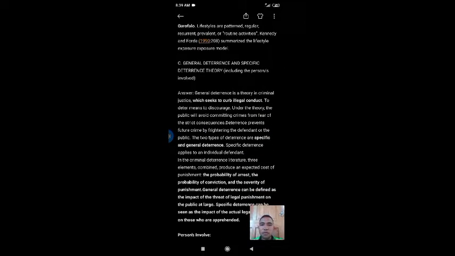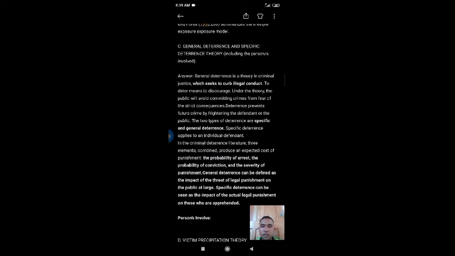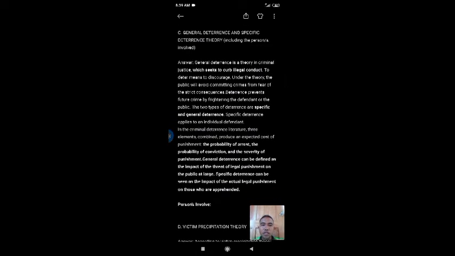General deterrence and specific deterrence theory. General deterrence is a theory in criminal justice which seeks to curb illegal conduct; to deter means to discourage. Under the theory, the public will avoid committing crimes from fear of the strict consequences. Deterrence prevents future crime by frightening the defendant or the public. The two types of deterrence are specific and general deterrence. Specific deterrence applies to an individual defendant.